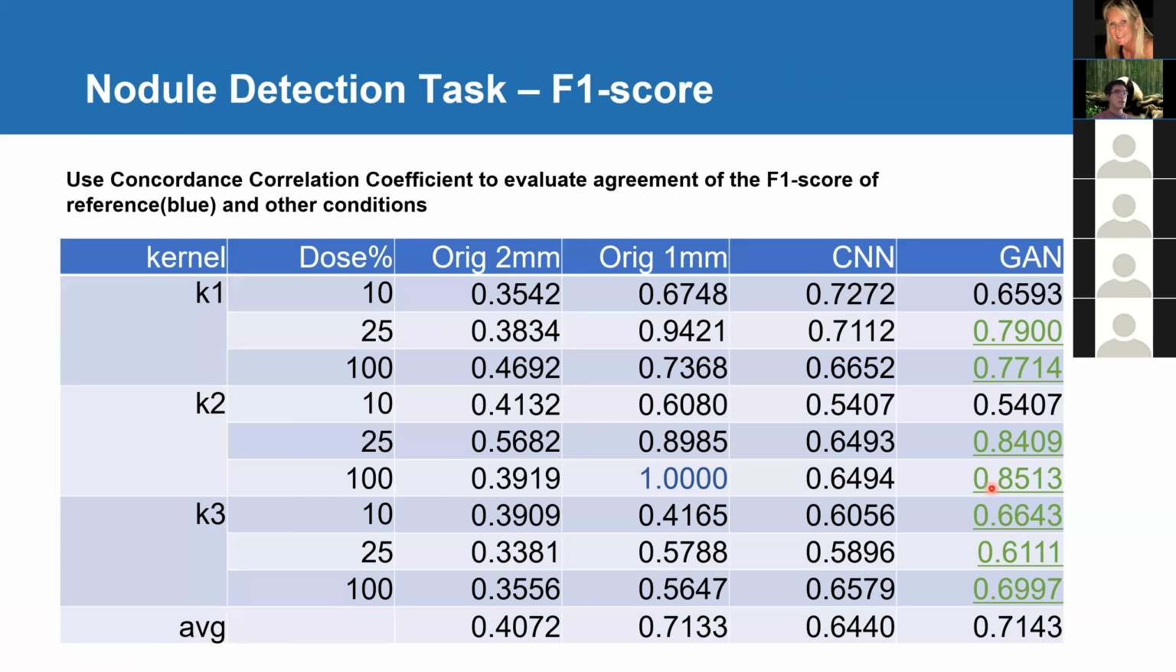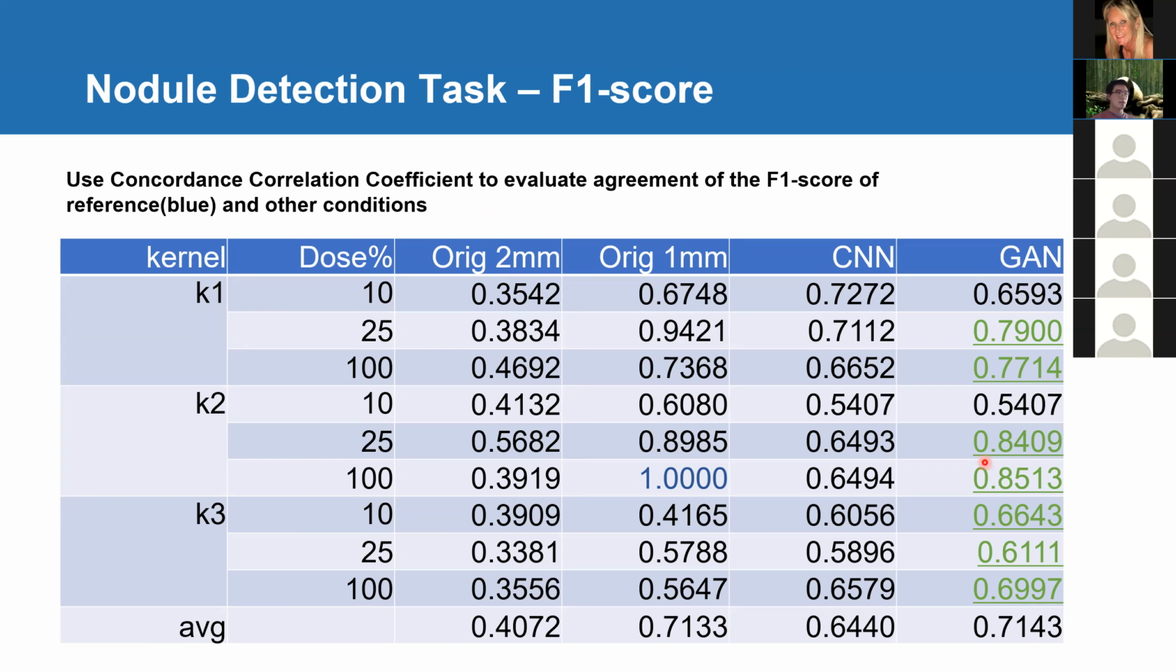Next we evaluate the nodule detection task on the F1 score. We use a CAD system to perform those evaluations. The CAD system, or computer-aided detection, is one of the several approaches proposed to detect lung nodules. After the CAD detection, we compute the F1 score at subject level. The goal here is that we want the detection performance of the lower resolution scans to be like the reference one. And the metric we used is the concordance correlation coefficient, which measures the agreement of the measurements compared to the gold standard.